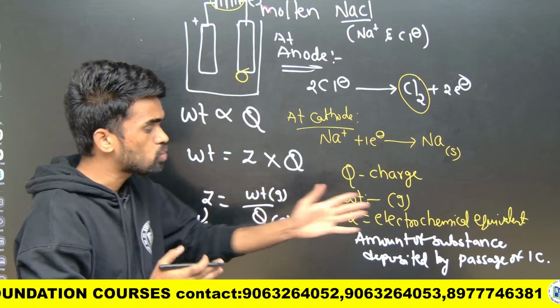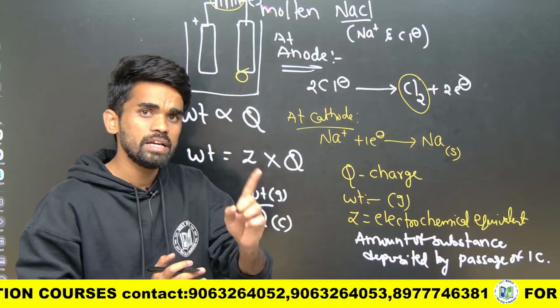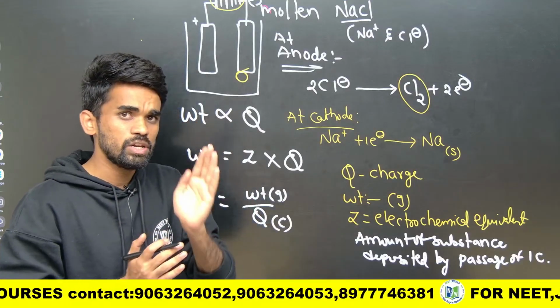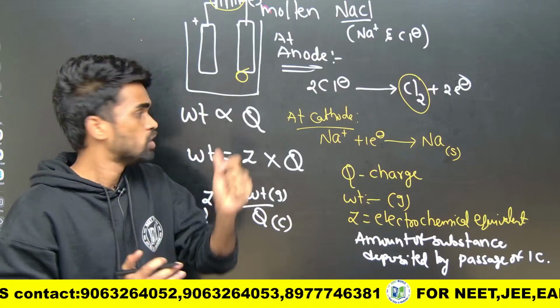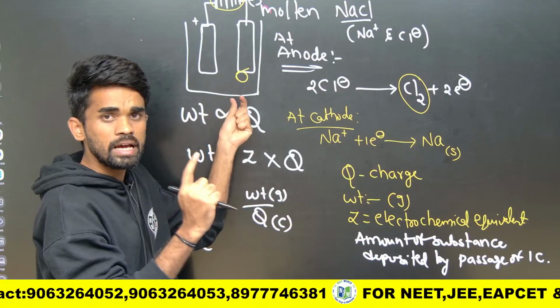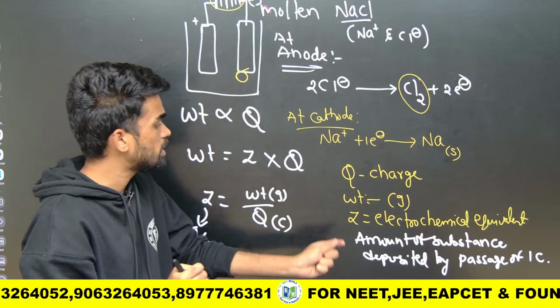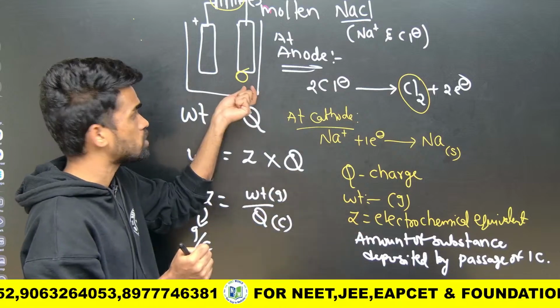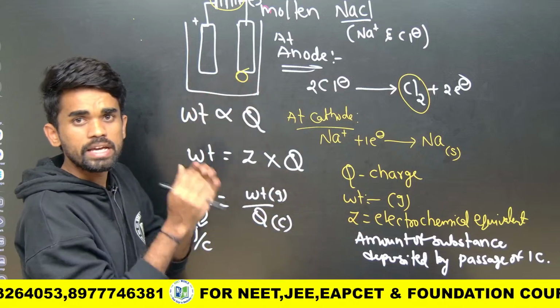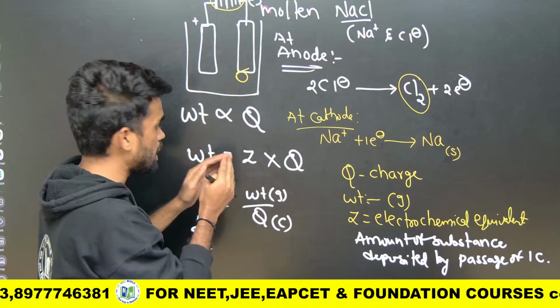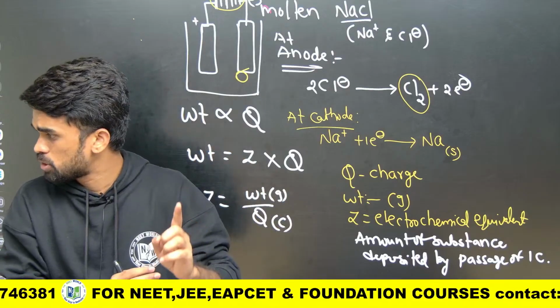Or 1 coulomb you can write as 1 ampere into 1 second. It means when you pass 1 ampere of current through this electrolytic solution for a time of 1 second, the quantity of that particular substance deposited at the cathode or anode is considered as the electrochemical equivalent. Okay, hope up to here it is clear.